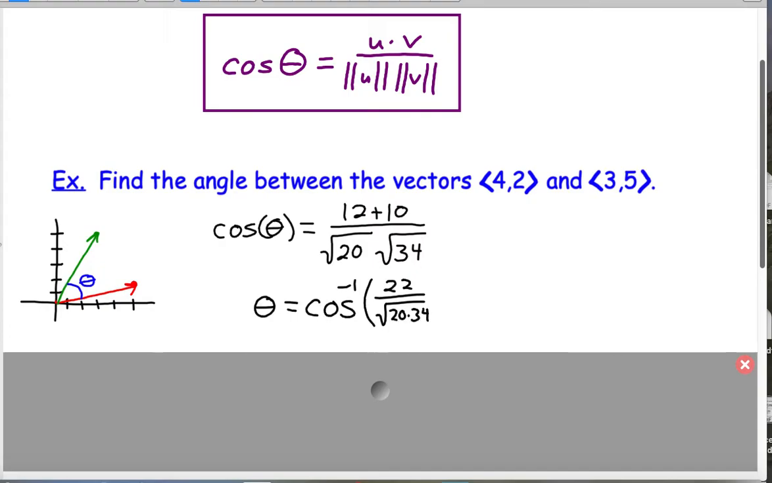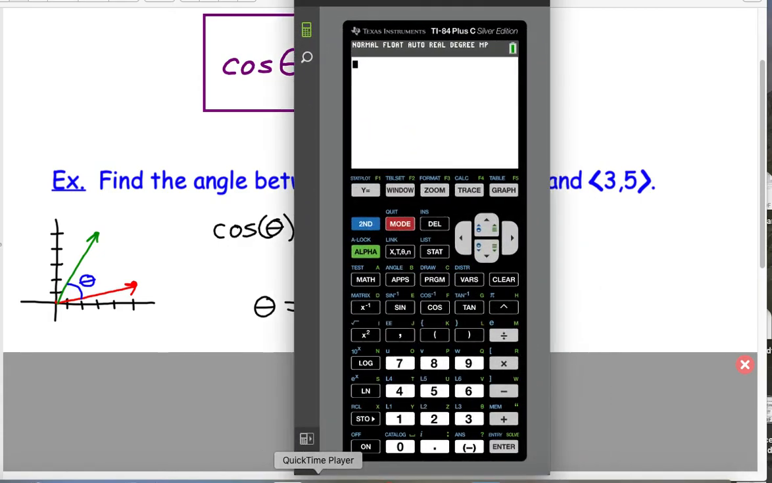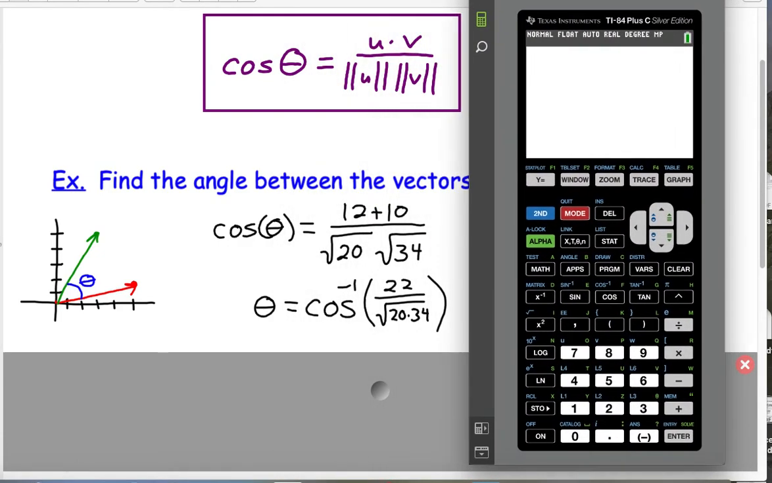Now I could simplify these, the radical, but there's no need to. This isn't going to be an angle that I recognize, so I'm going to have to use a calculator. So why waste time doing some simplification? I'm just going to punch it in like that. So I grab my calculator, and let's make sure we're in degree mode. Check. So I'm going to press second cosine, 22 divided by, and it's just easier to have it all inside one square root. That's why I wrote it that way. 20 times 34. Close out the square root, close out the inverse cosine.